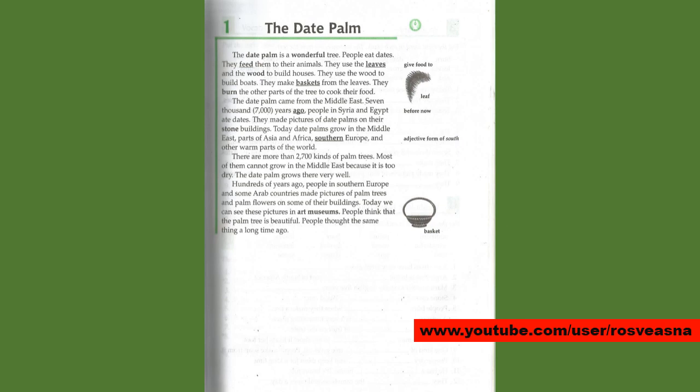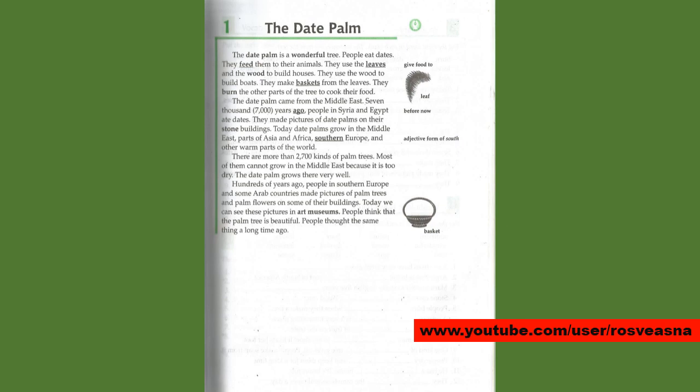People eat dates. They feed them to their animals. They use the leaves and the wood to build houses. They use the wood to build boats. They make baskets from the leaves. They burn the other parts of the tree to cook their food.